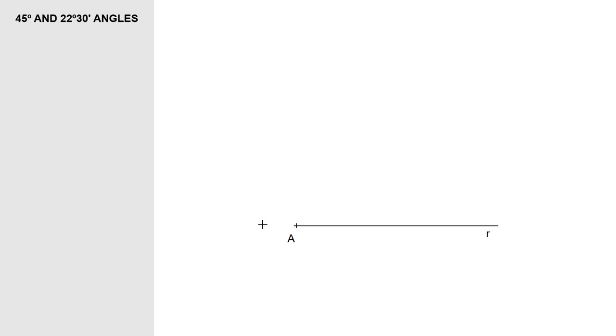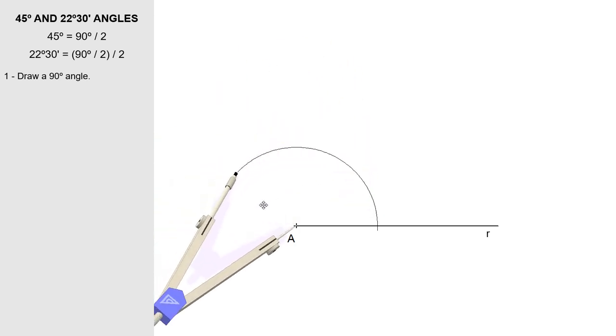Let us see in this exercise how to draw 45° and 22° 30' angles using the compass and straight edge only. The 45° angle can be drawn as half the 90° angle, and the 22° 30' angle as half the 45° angle. So we are going to draw the 90° angle and then draw the other ones from that one using angle bisectors.